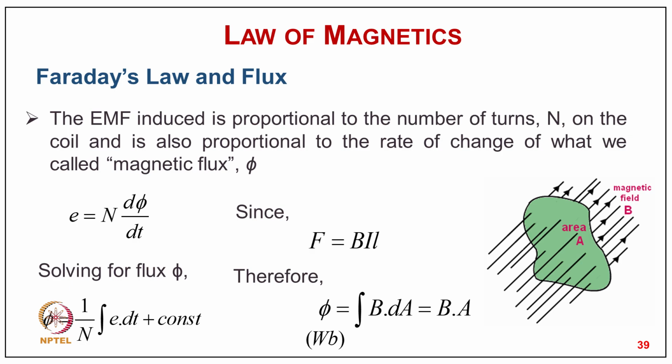And solving for the flux, we get phi = (1/N) integral of e dt plus a constant, the integration constant, where phi is equal to integral of B dA, that's B times A. So flux is the flux density multiplied by the area. Typically this is the flux density and how much area it is flowing through.